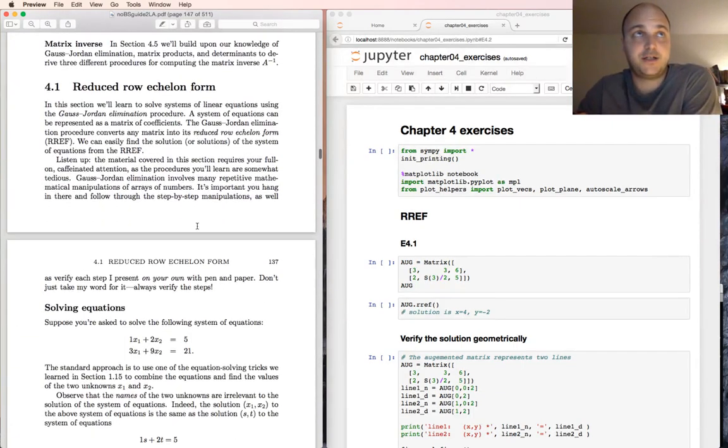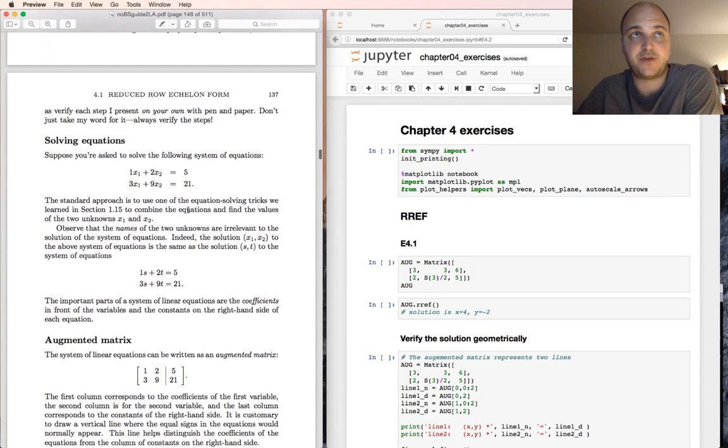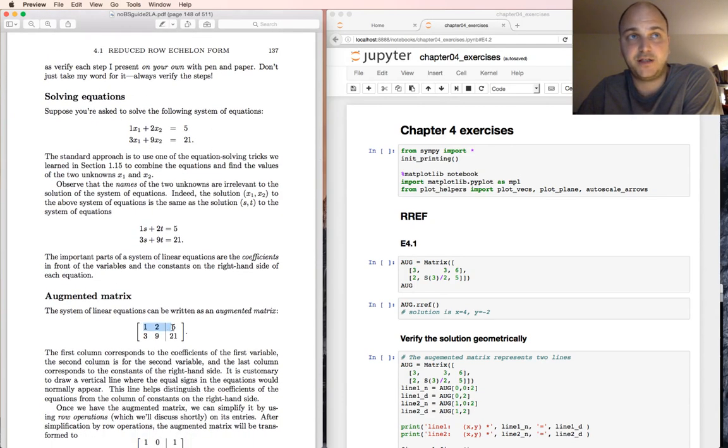The Gauss-Jordan elimination procedure starts with a system of equations like this and rewrites it extracting only the coefficients. So instead of keeping track of what the variables are, we just say the first column here is for the x's, the second column is for the y's, and the third column is for the constants. In fact, it could be a different system of equations with completely different variables. We don't care. It will give the same augmented matrix.